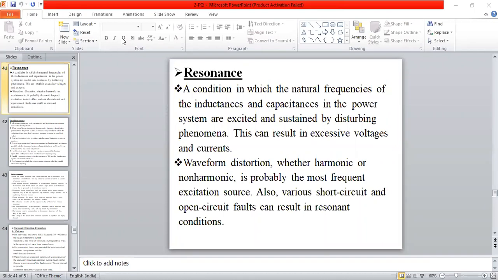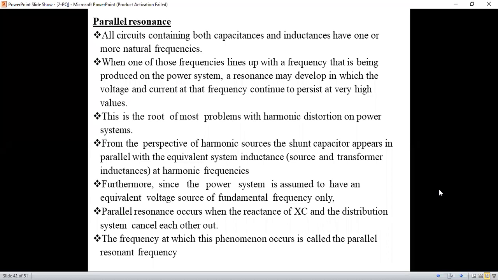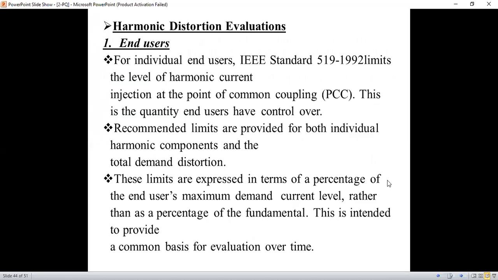In the previous class, we discussed resonance, series resonance, parallel resonance, and all those things in yesterday's class. I think we also started the evaluation method, where we have to evaluate the harmonic distortion.